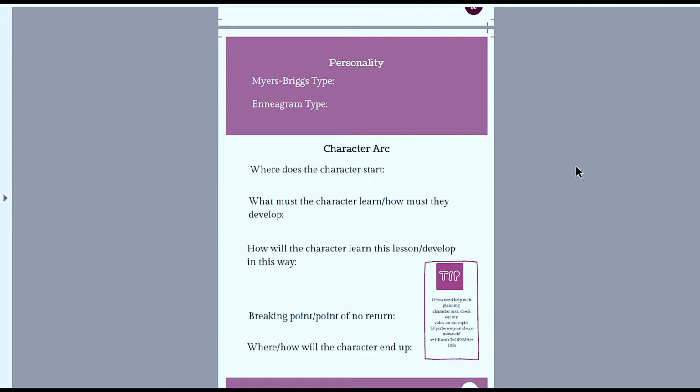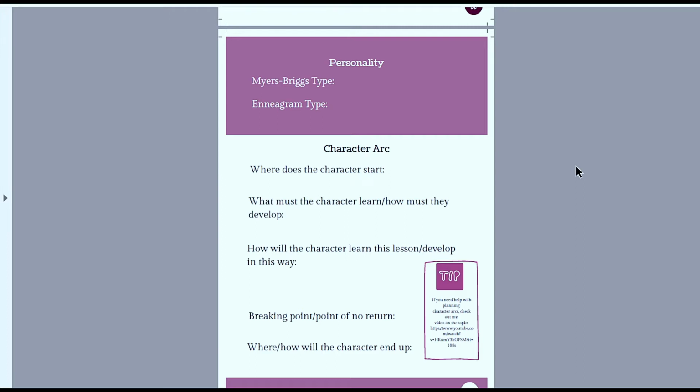Now here you can be as detailed as you want. You can have specific scenes in mind for how you want the character to learn this lesson, or you can just say they find friends who show them how to be a better person, or whatever. Then the breaking point, or point of no return, is my favorite, and that is where your character is at their lowest of low and they must decide whether to give up or go on.